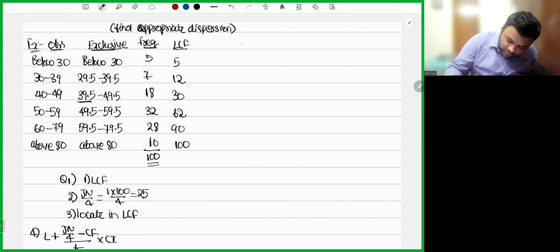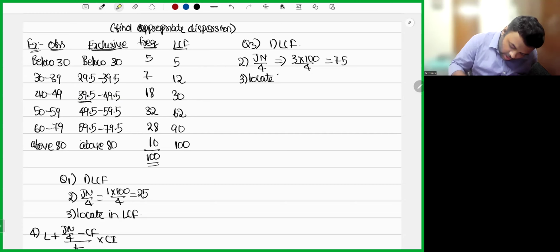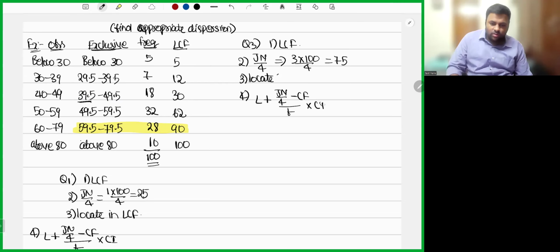Now, quartile 3. First step, LCF. Second step, Jn by 4. 3 into 100 by 4, which is fortunately 75. Now, locate it. It will fall here. Next, fourth step, L plus Jn by 4 minus cumulative frequency of previous class, divided by frequency of same class, into class interval.